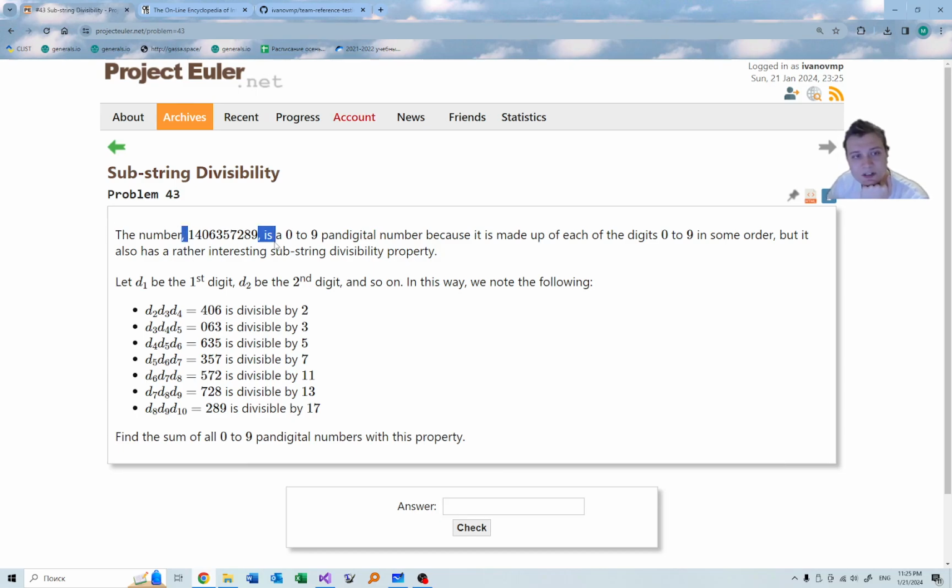Okay, this number is 1 to 0 to 9 pan-digital, and it also has a rather interesting substring divisibility property. Let d1 be the first digit, d2 the second digit, and so on. Then each next of these numbers is divisible by next prime. Find the sum of all 0 to 9 pan-digital numbers with this property.